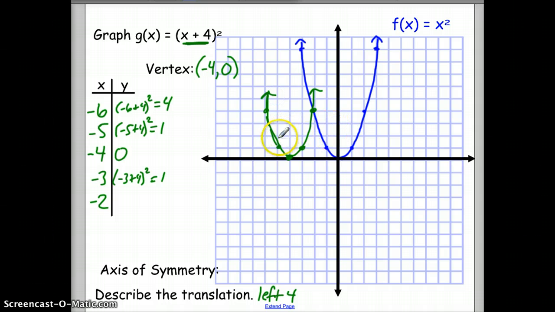So it's the same parabola, just translated left. Did our axis of symmetry change? It sure did. Now my axis of symmetry is here. It's still an x equals equation. It's always going to be x equals, but now my x equals -4. Notice it equals the exact same value I have here for my vertex. It's the opposite of this.